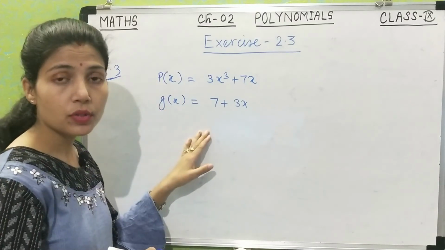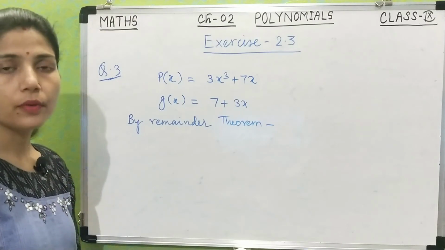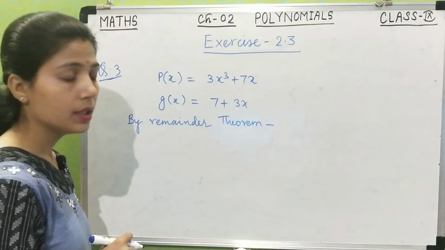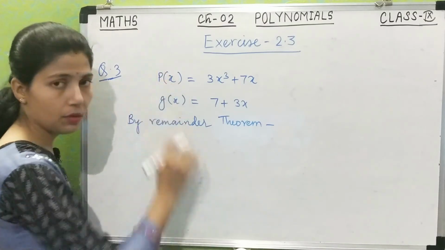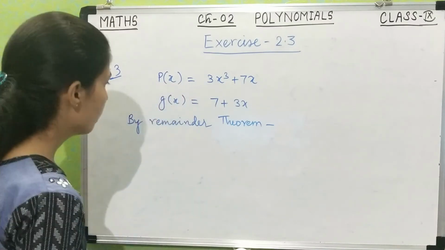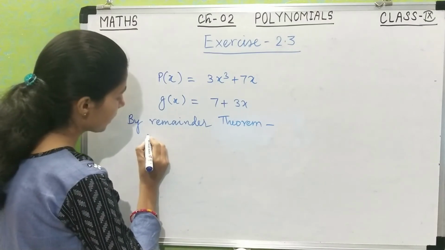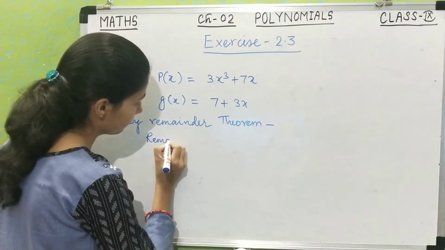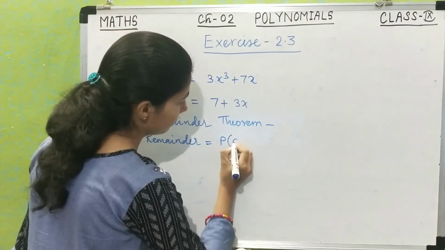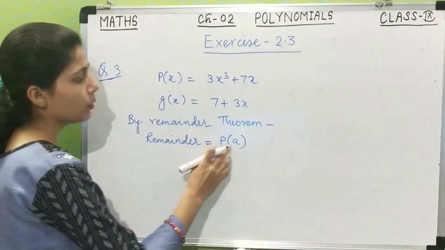A factor is possible only when the remainder is 0. So by the remainder theorem we can find its remainder. If it comes 0, it means g(x) is a factor of p(x). So let's first check the remainder. By the remainder theorem, the remainder is p(a). Now you have to find this a.